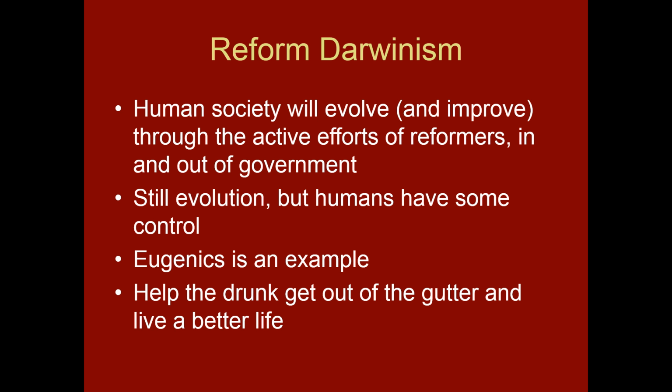So to go back to the previous analogy, Reform Darwinists would say, help the drunk get out of the gutter, but make sure that he's making his own efforts to improve and live a better life. So offer him some help, but if he doesn't pick up the ball on his own, then he can go back to the gutter, I suppose.